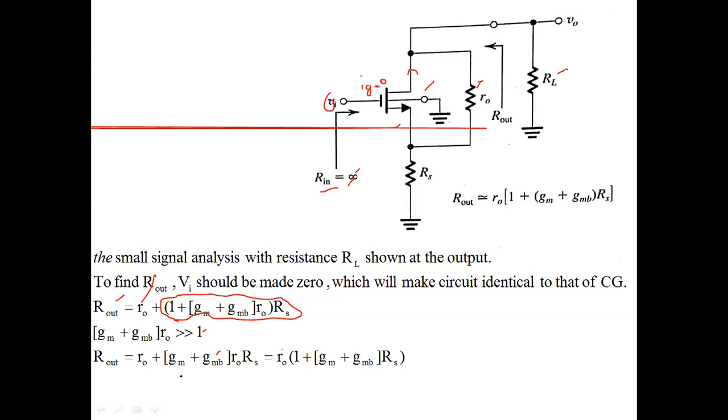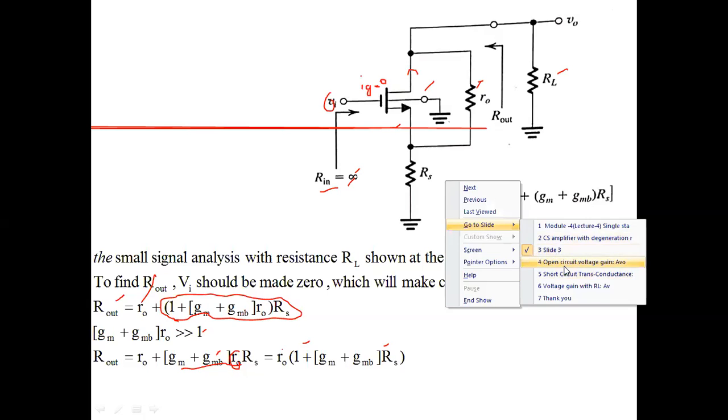So you can write it as R naught. Very simple. GMB into RS is the negative feedback factor. You have to multiply it with R naught, so the final expression is R naught into 1 plus GMB into RS. This is the output resistance of the common source amplifier with RS. Next, I move to the next slide.